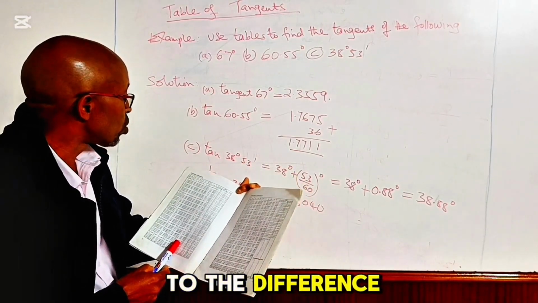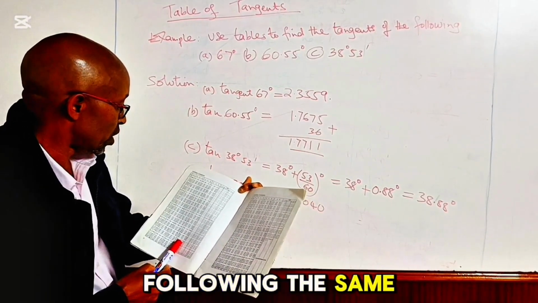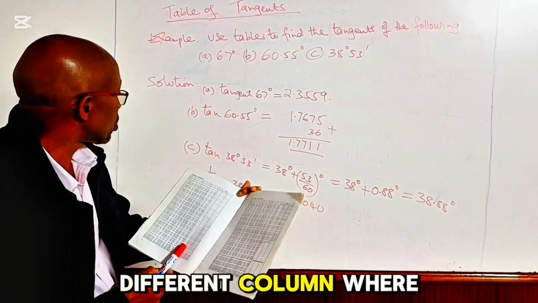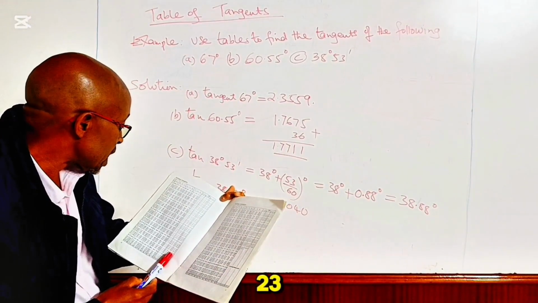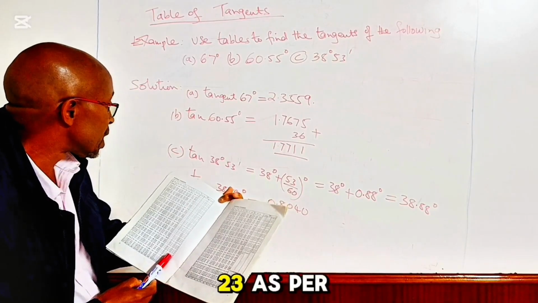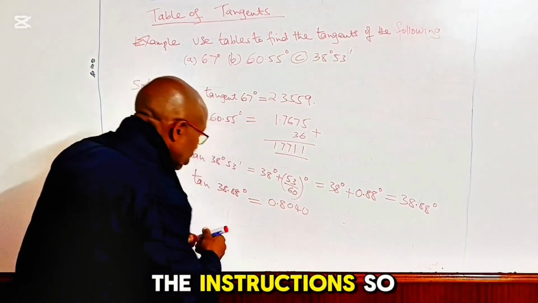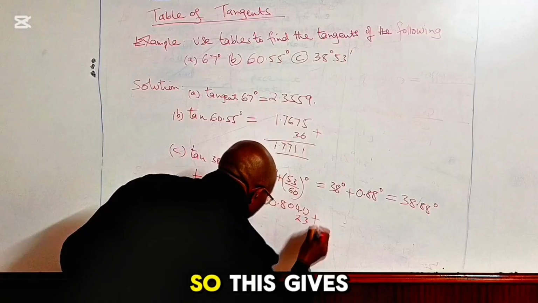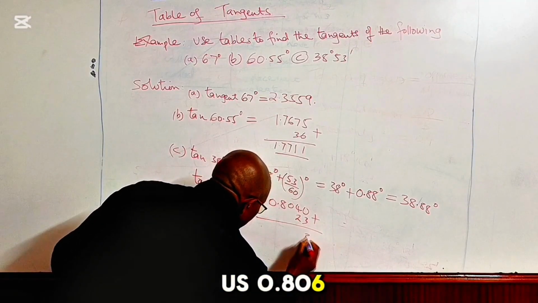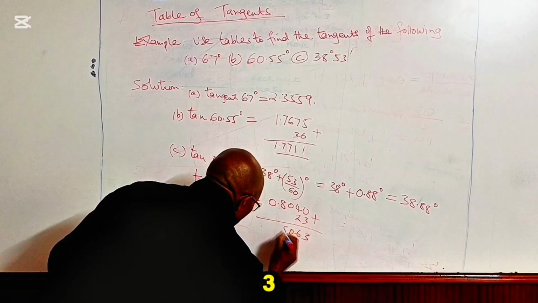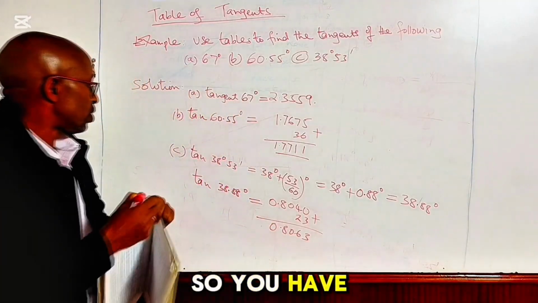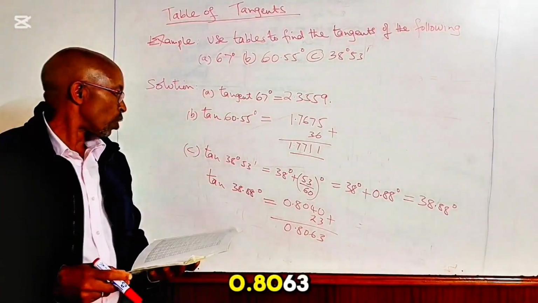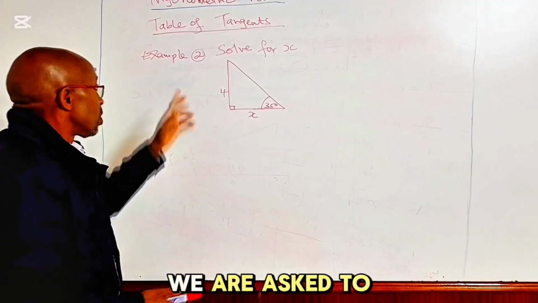Then we go to the difference column following the same rule. The difference column where we have 8 gives us 23. So we add 23 as per the instructions. So this gives us 0.8063.